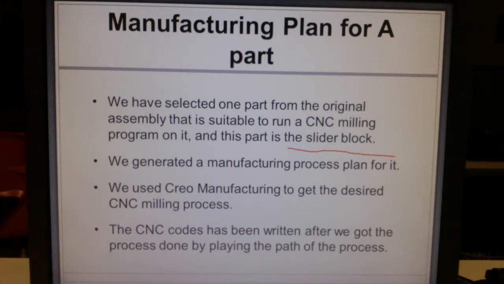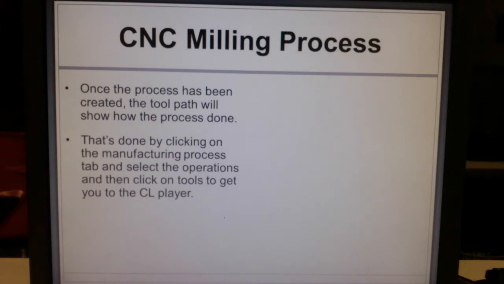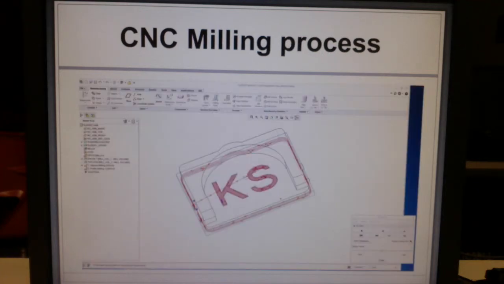So the CNC codes will be showing up once we are done getting all the programs that we need. Once the process has been created, the toolpath will show how the process is done. That's done by clicking on the manufacturing process tab and selecting the operations, then clicking on the tools to get you to the CL player.